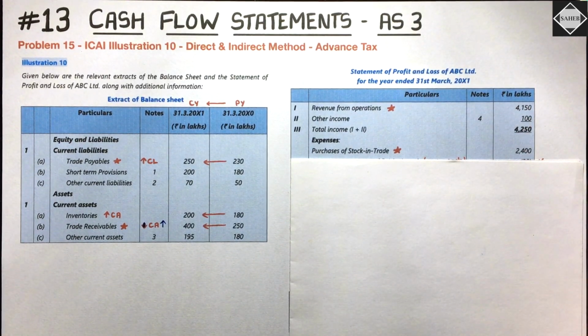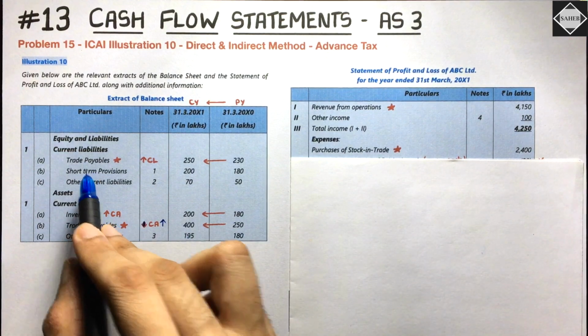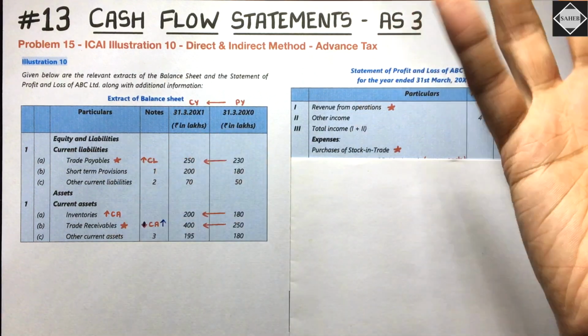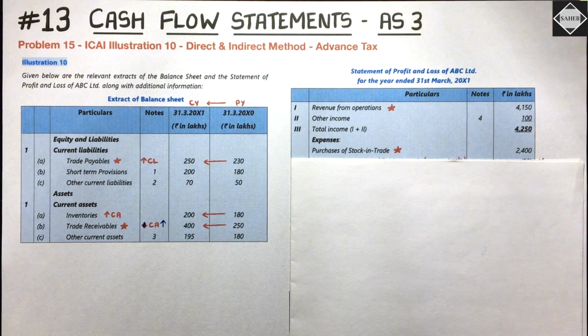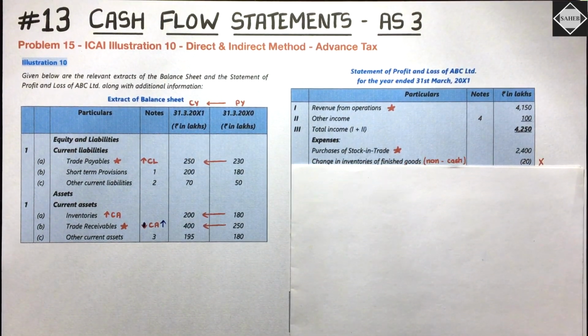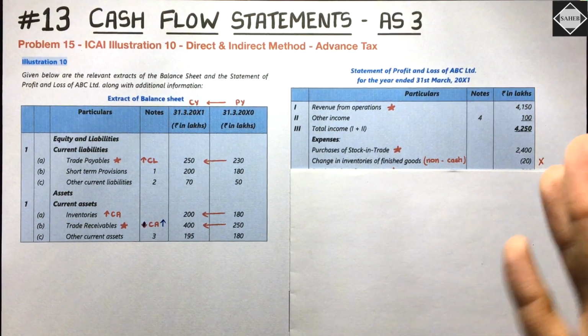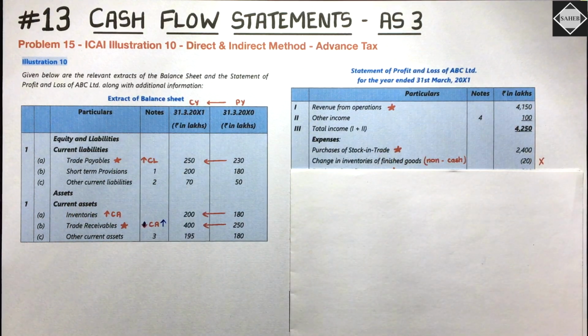So what will happen with that? When we open the trade payables account, we will take the credit purchases to find out how much money we have paid to suppliers, to trade payables. Is it clear? Okay, fine. We'll make a working note for that. Then we have changes in inventories of finished goods. You all know it's a non-cash thing. It will not come in either the direct method or the indirect method.